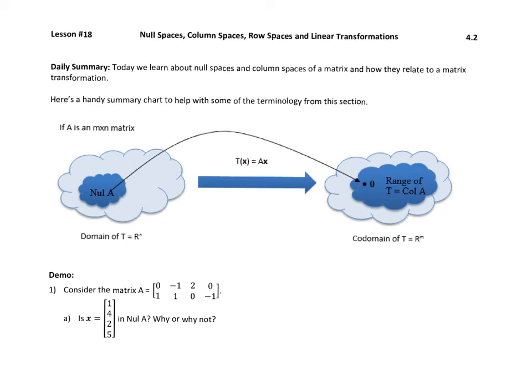Hi, this is lesson 18 for linear algebra, section 4.2. Today we learn about null spaces and column spaces of a matrix and how they relate to matrix transformations. We're also going to learn about row space.